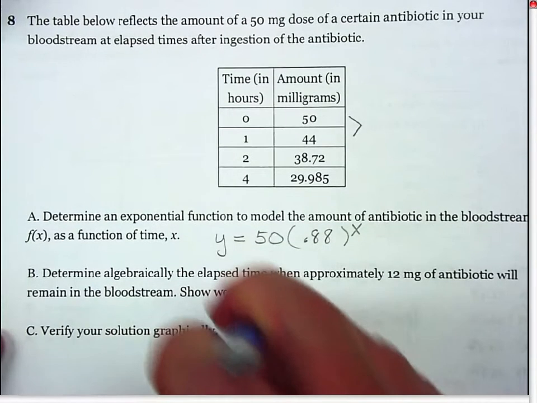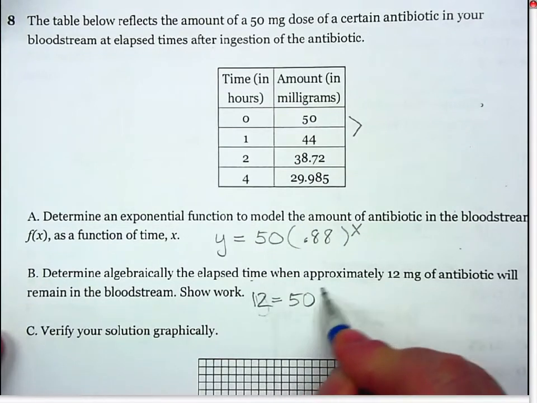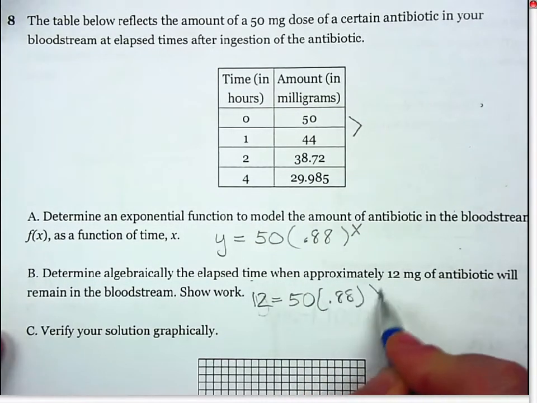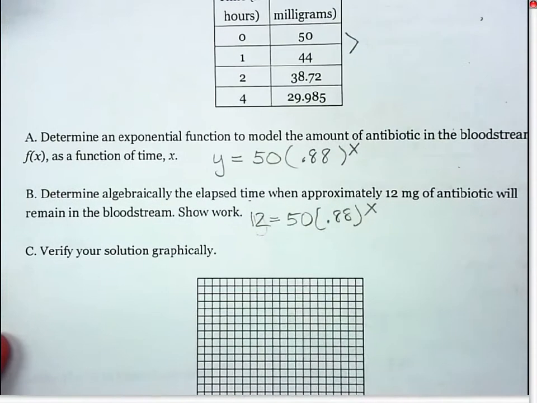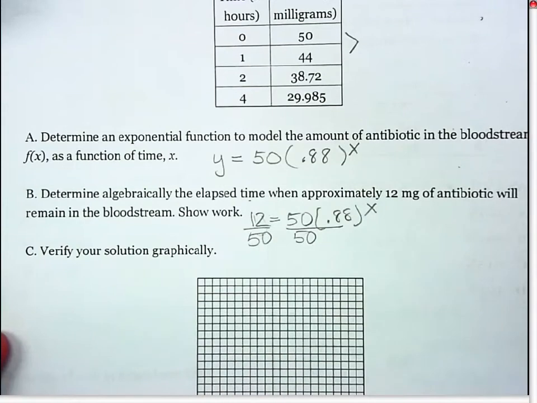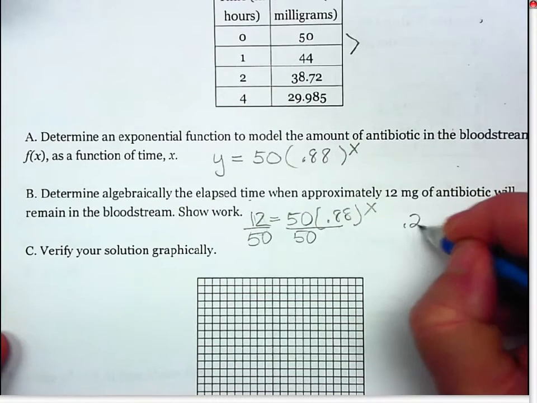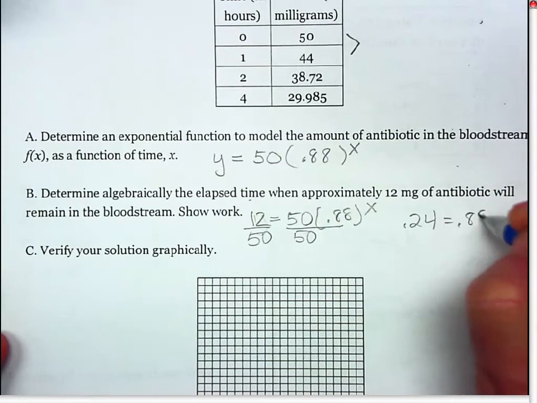So we want to make 12 equals 50 times 0.88 to the x. Divide by 50. We're on the right road right now, because we did this together. So 0.24 equals 0.88 to the x. Okay. Didn't we do this together? Yeah.